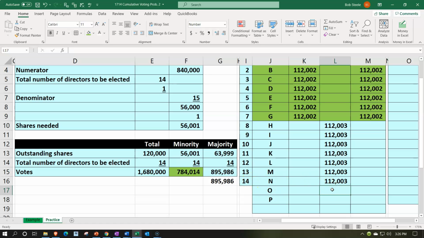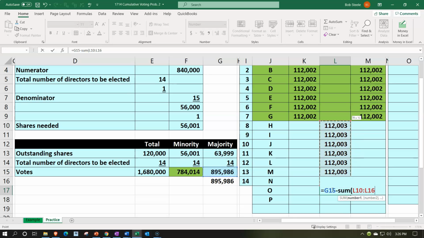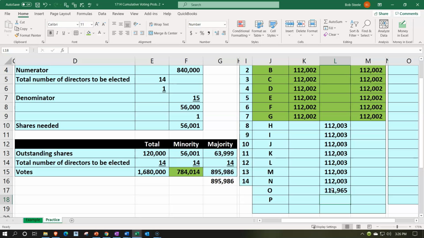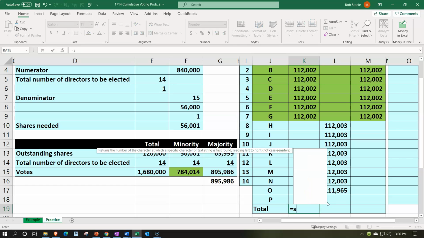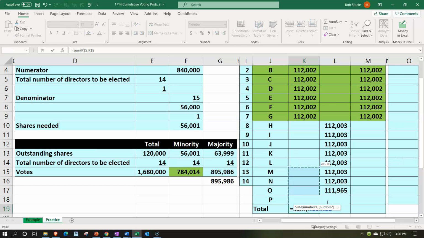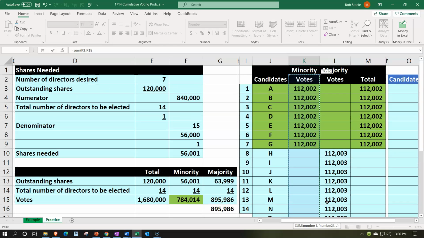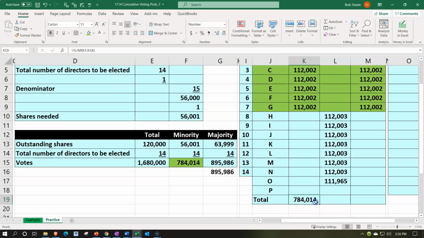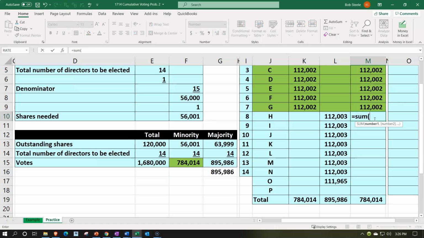But I only have, if I got this many votes total minus the sum of what I already used up, that means I've got only the 119,965. So if I total these up, summing that up, going to copy this across, and then our totals across this way are going to look like this.